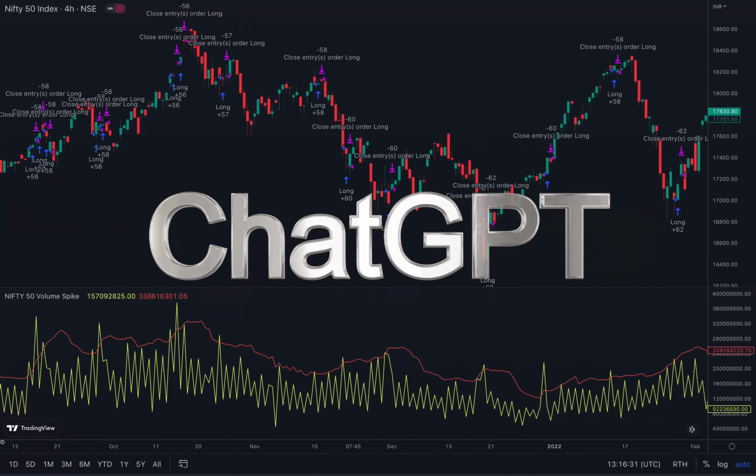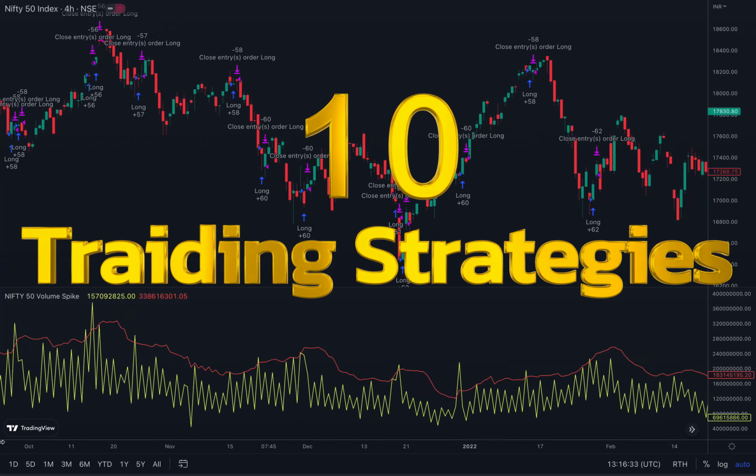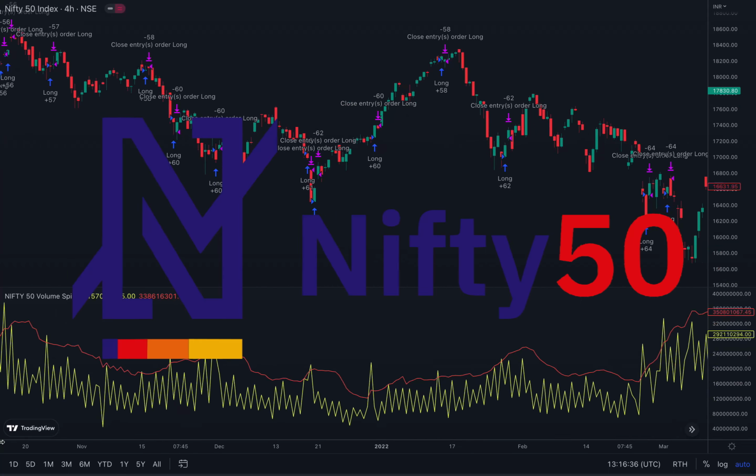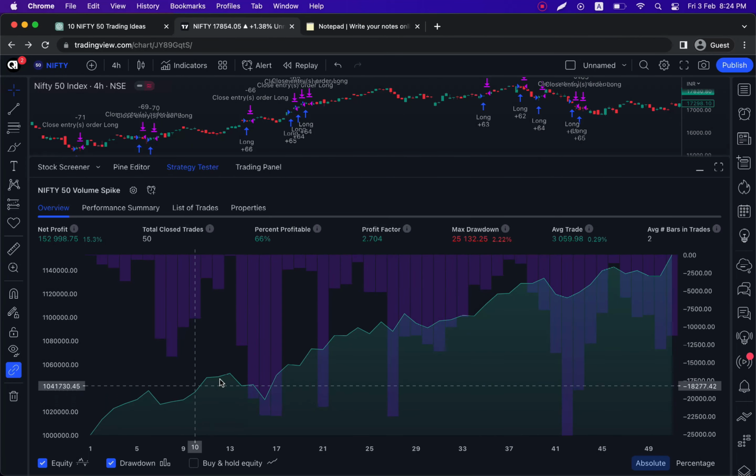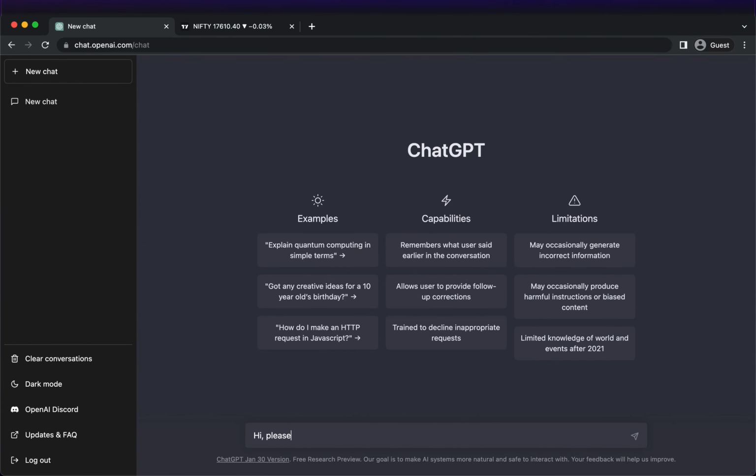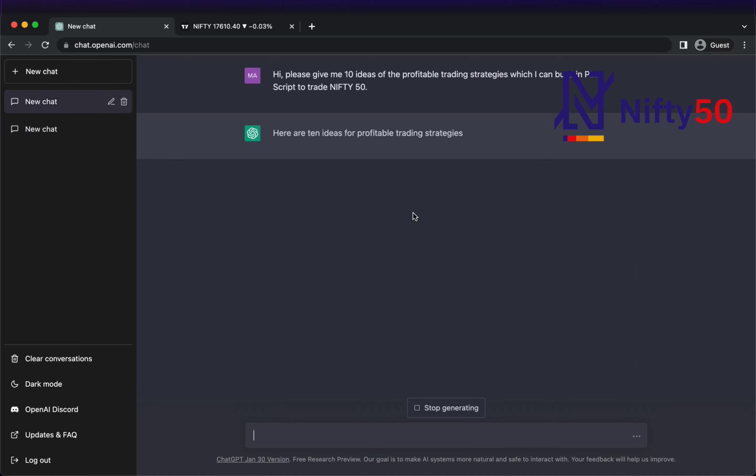Today I'm going to use ChatGPT to build 10 trading strategies using PineScript to trade NIFTY. For each of those 10 strategies, I'm going to do the backtesting based on historical data in TradingView to see which of those trading strategies is the most profitable. So let's start. First of all, let's go to ChatGPT and ask it to give us ideas for 10 strategies which can be profitable to trade NIFTY, and which we can build based on PineScript. So let's execute and let's see what will be the outcome.